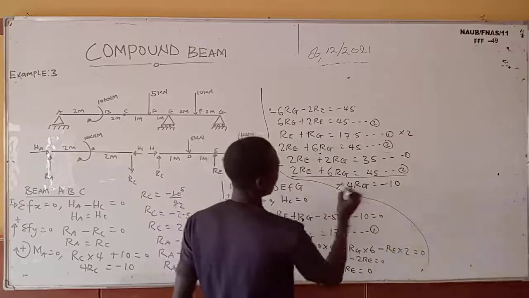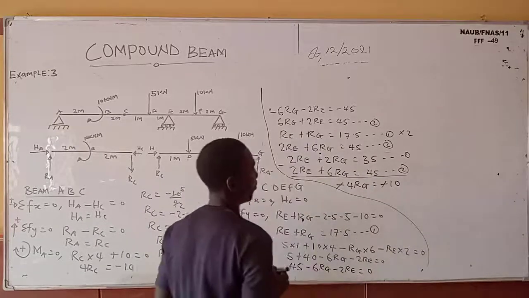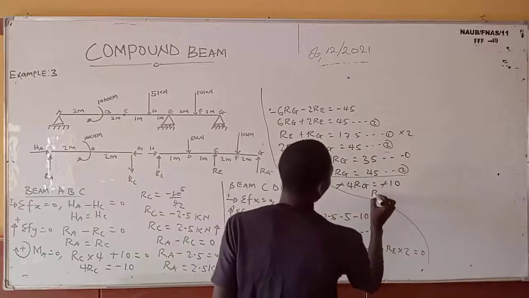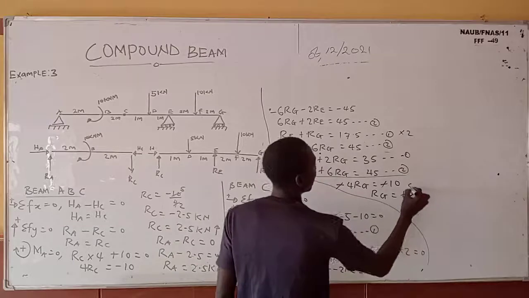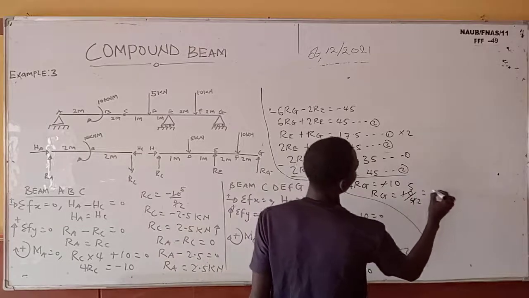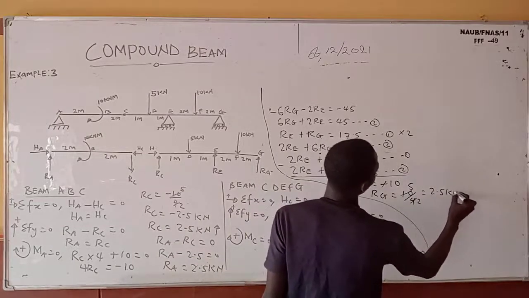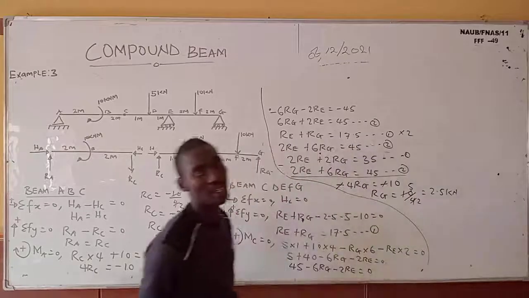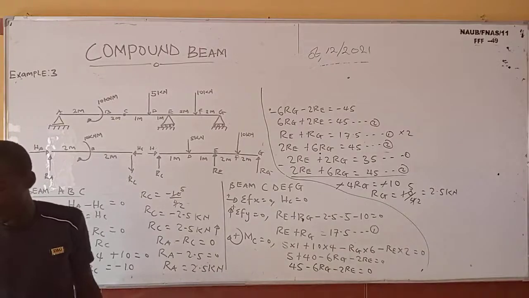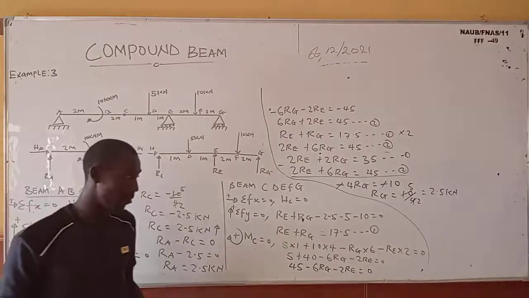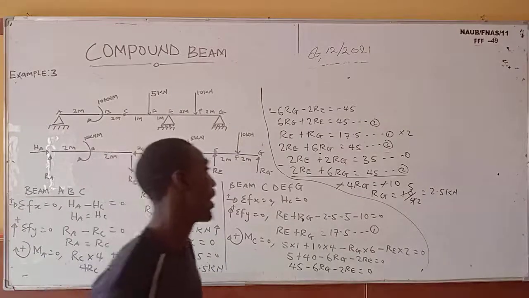Right? So this minus will cancel out this minus. So ROG will be equals to 10 over 4. 2 here 5, 2 here 2, which is what? 2.5 kilonewton. How to get that? So our ROG is nothing but 2.5, right? So can we get our ROE now?